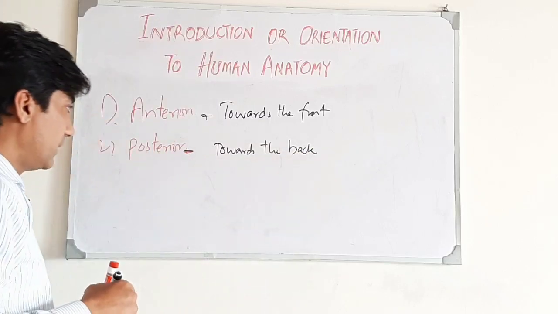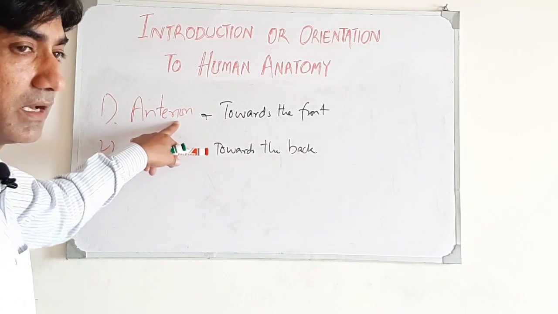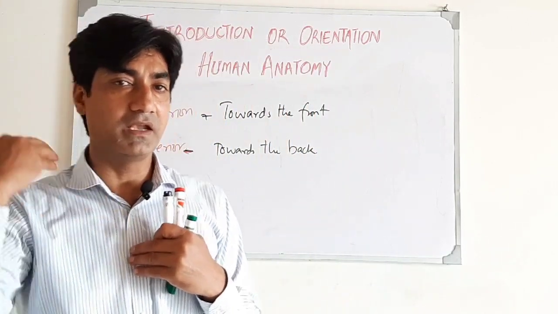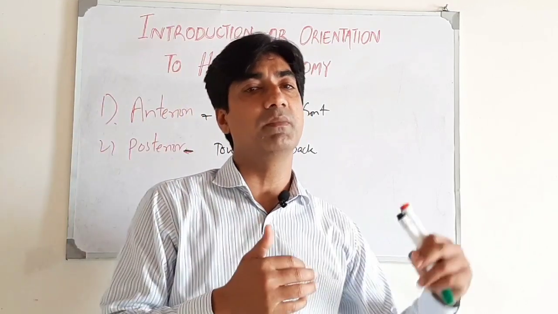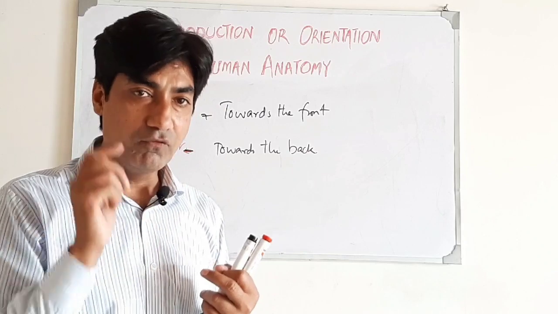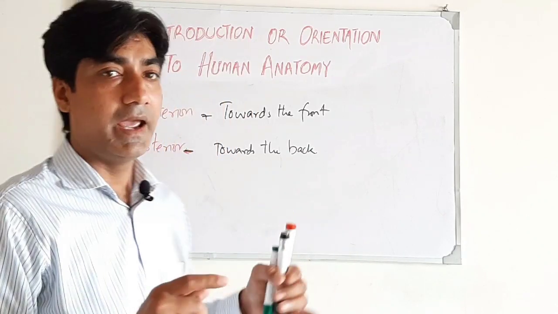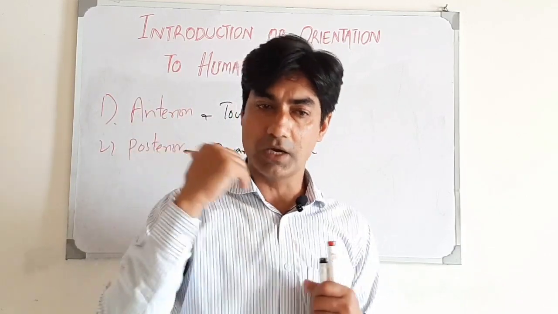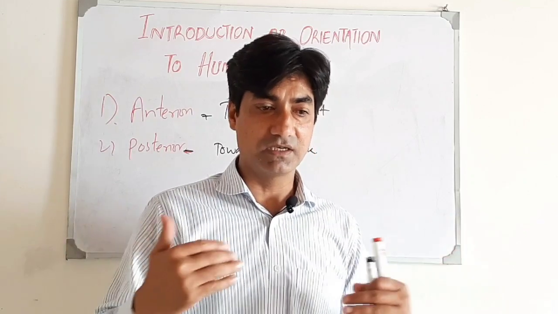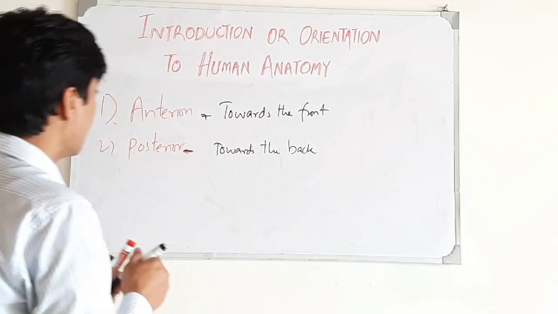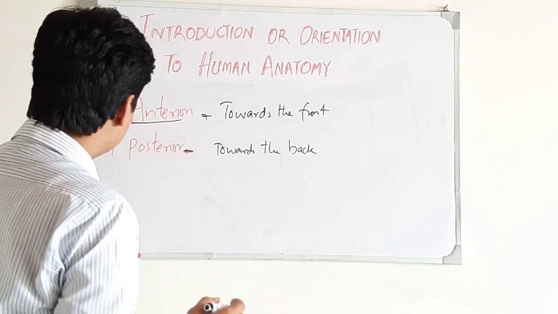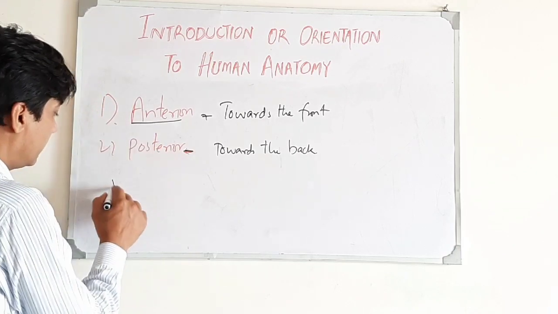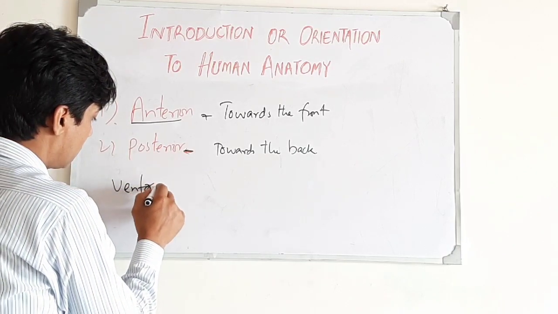For example, when we are talking about anterior, here is the sternum, and the sternum is anterior to the vertebral column because the vertebral column is in posterior position. And when we talk about posterior, the vertebral column is posterior to the sternum or any structure that is on the anterior side. So anterior and posterior. The other two terms used synonymously are ventral and dorsal.